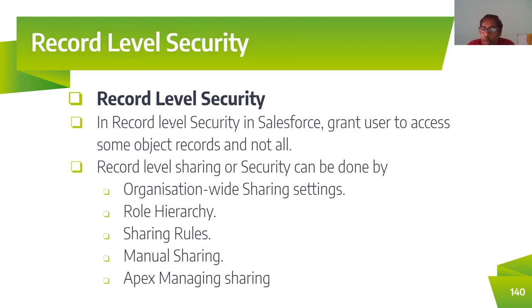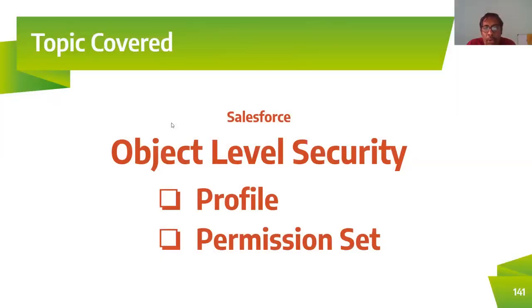That goes with the coding that you're going to do in PD1. The remaining things we will do: organization-wide sharing settings, role hierarchy, and sharing rules. We are going to go with it. But in this section, we are going to elaborately discuss object level security. Object level security is done with respect to profile and permission set. It goes with the profile.